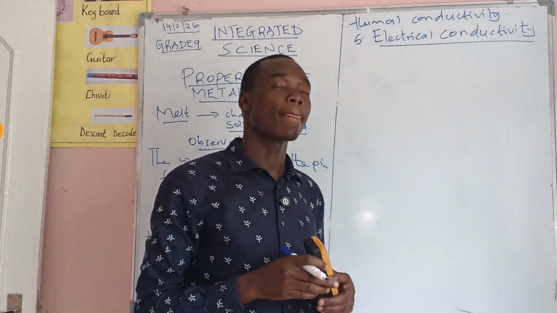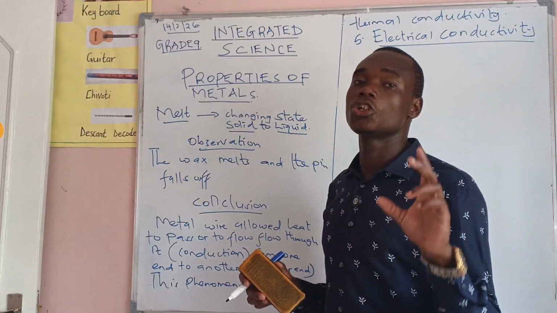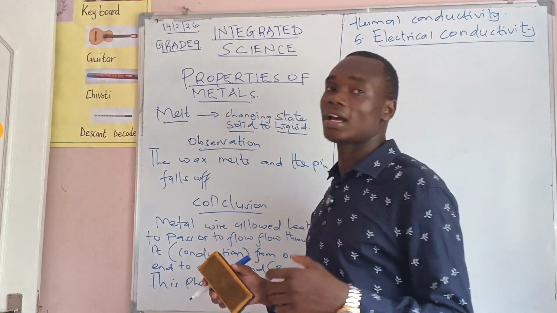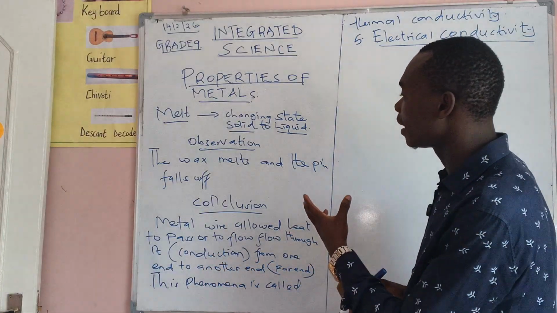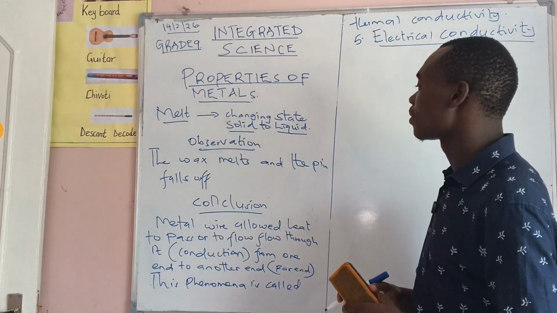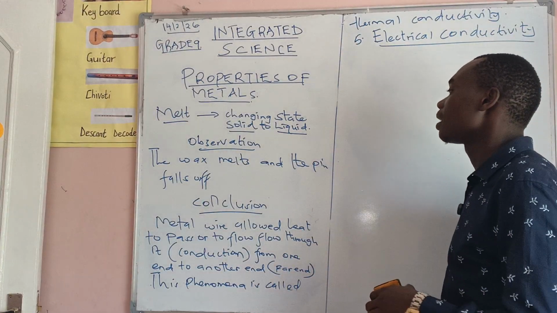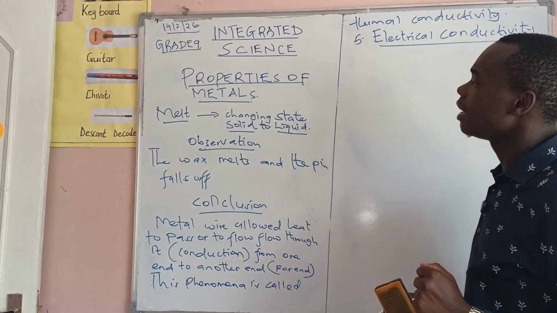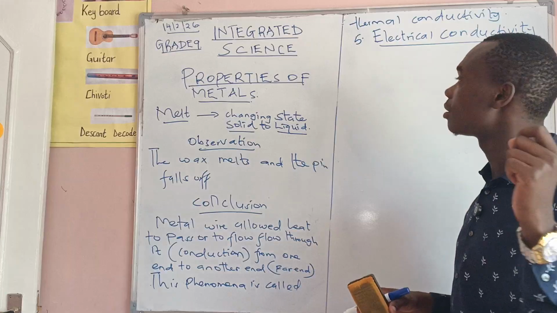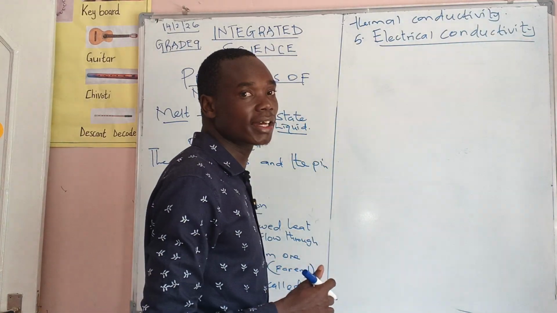How about malleability? I have said that malleability is the ability of a metal to be hammered into thin sheets without breaking. And we have again conducted an experiment theoretically, and we have seen that they are able to conduct heat, and that phenomena is called thermal conductivity. Now let us see the fifth one, electrical conductivity.